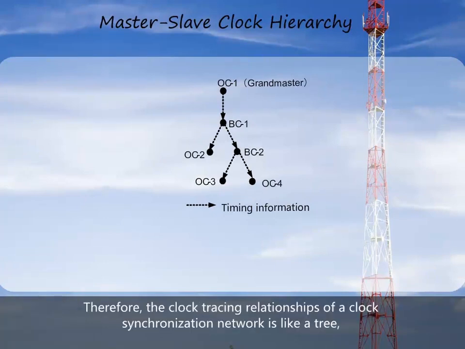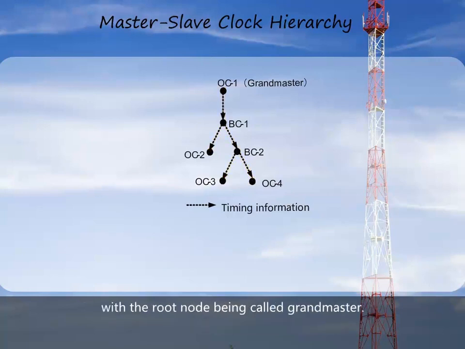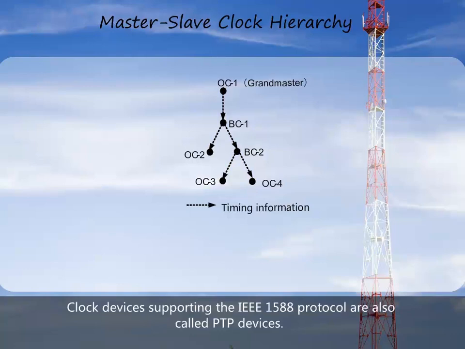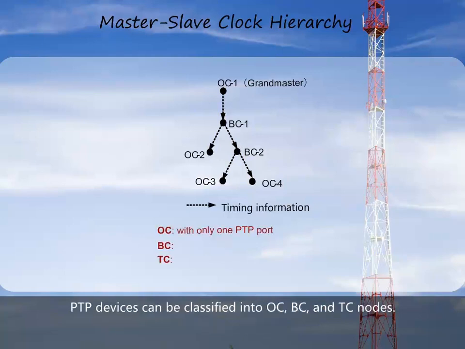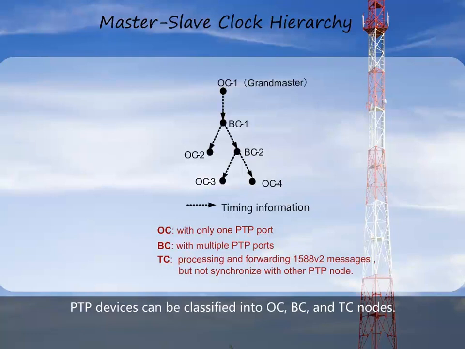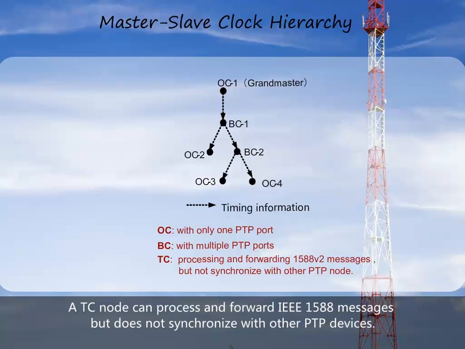Therefore, the clock tracing relationship of a clock synchronization network is like a tree, with the root node being called the grandmaster. Clocks that support the IEEE 1588 protocol are also called PTP devices. PTP devices can be classified into OC, BC and TC nodes. An OC node provides only one PTP port. A BC node provides multiple PTP ports. A TC node can process and forward IEEE 1588 messages but does not synchronize with other PTP devices.